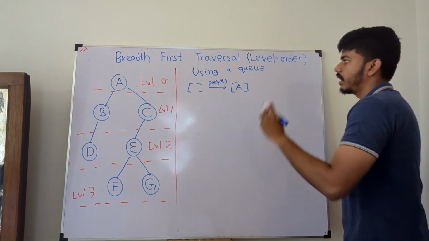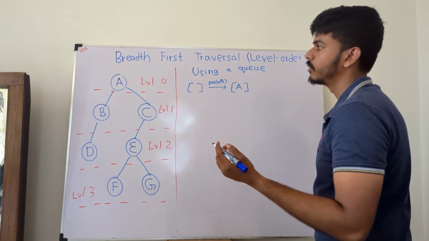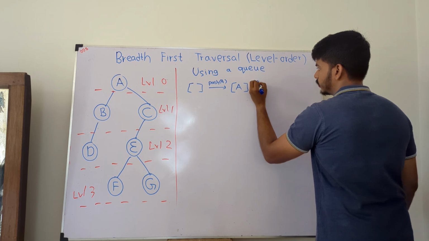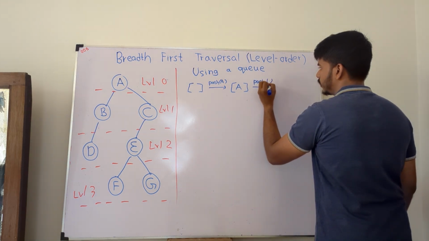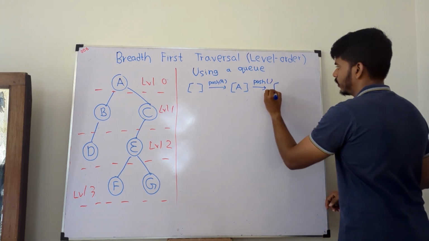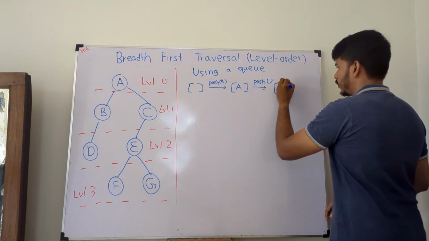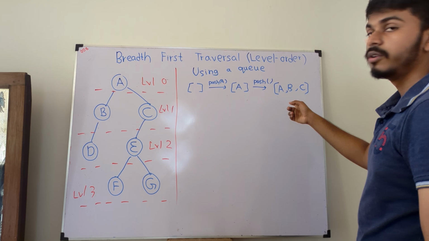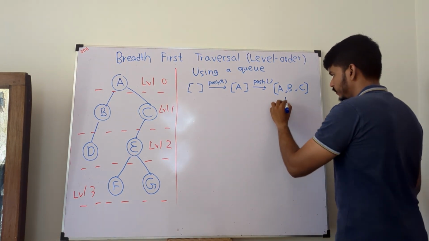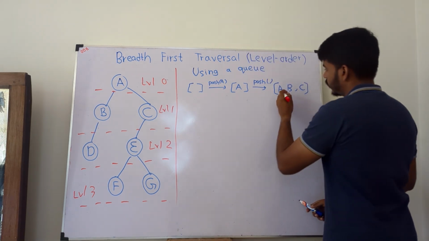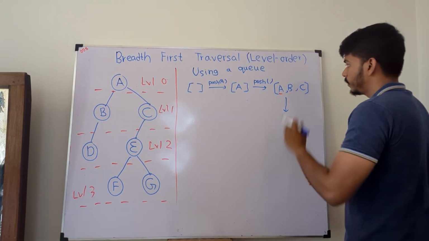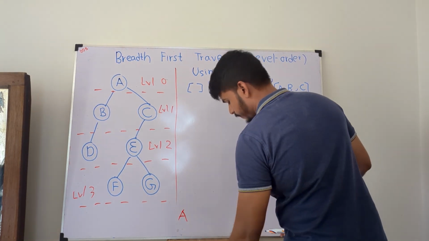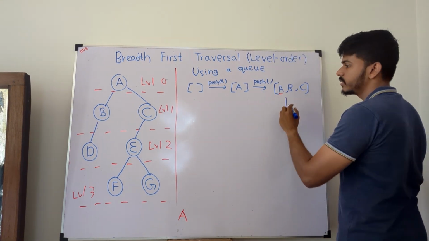Then after that, I'm going to push the children of this root node, which are B and C. So the queue is going to be A, then B, then C. After that, I'm going to pop the front node. The front node is A. I'm going to pop the front node and write the output here: A, and the remaining in the queue is B and C.